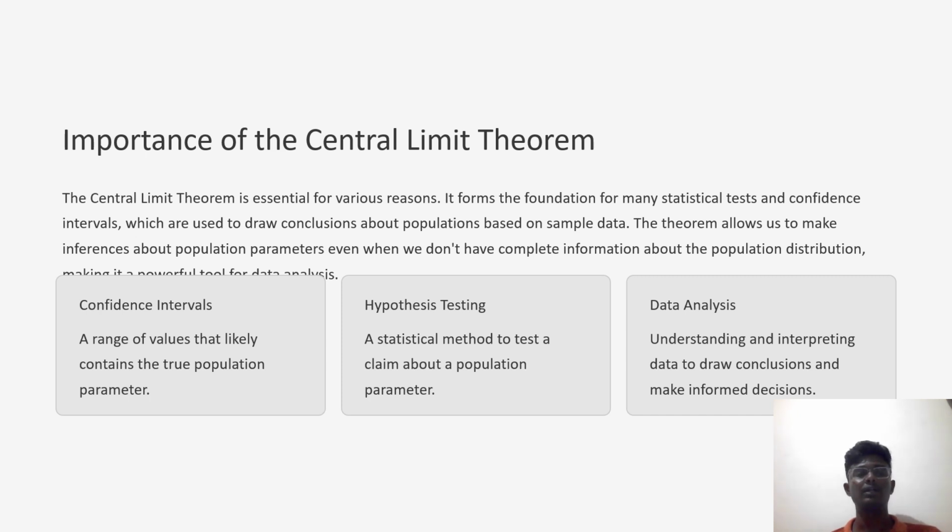Confidence intervals, a range of values that likely contains the true population parameter. Hypothesis testing, a statistical method to test a claim about a population parameter. Data analysis, understanding and interpreting data to draw conclusions and make informed decisions.